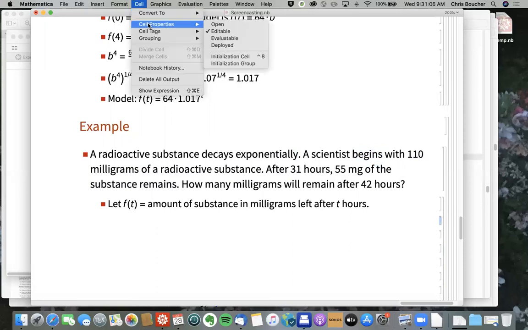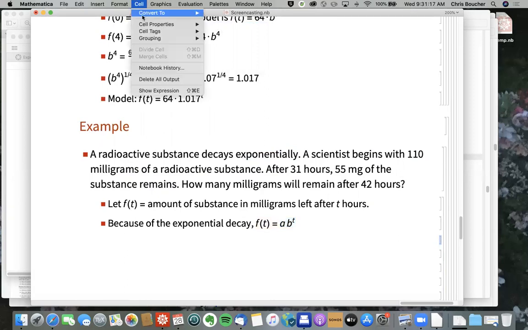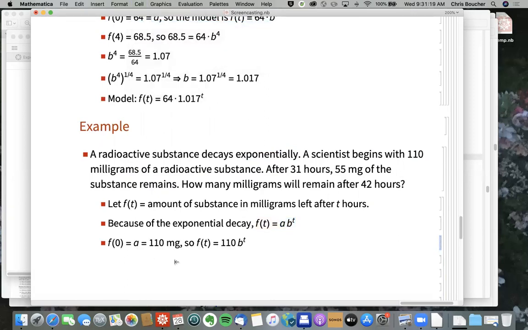Okay, so I know the initial amount. Well, first of all, I know what the model looks like, right? Anytime I have exponential change, the basic model is a b to the t. I know the initial amount is 110, so I can fill in the a value. So my model gets a little bit specified.